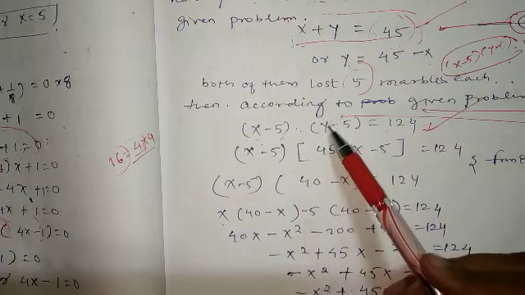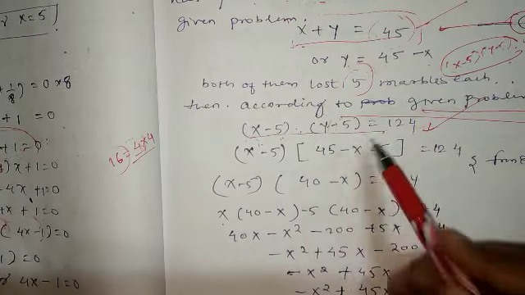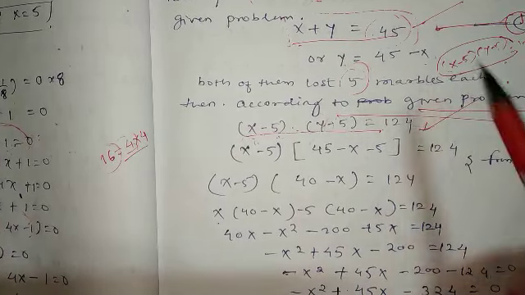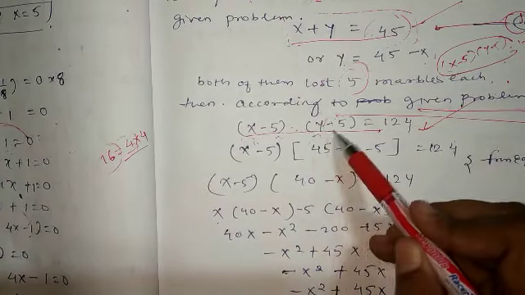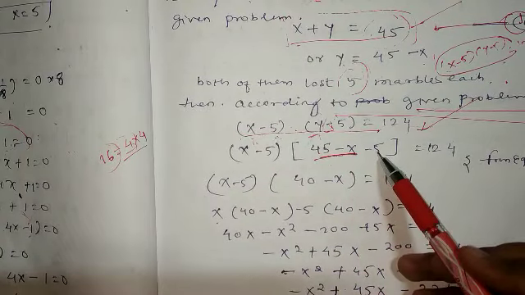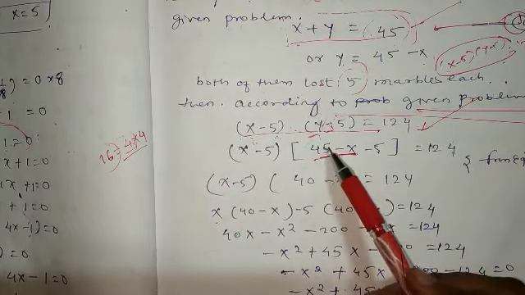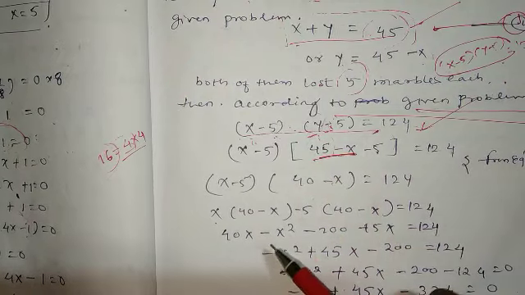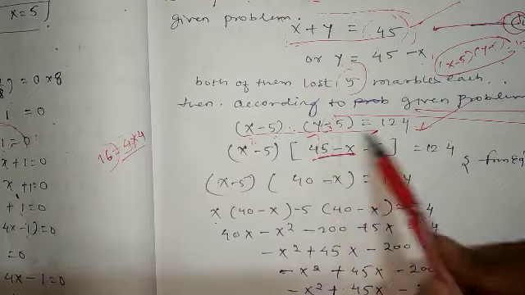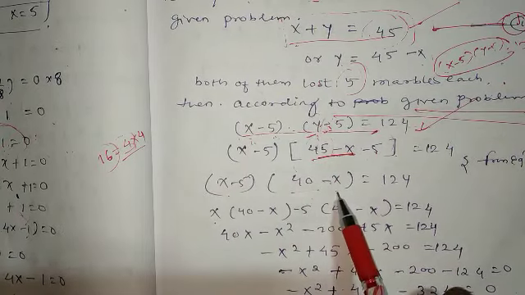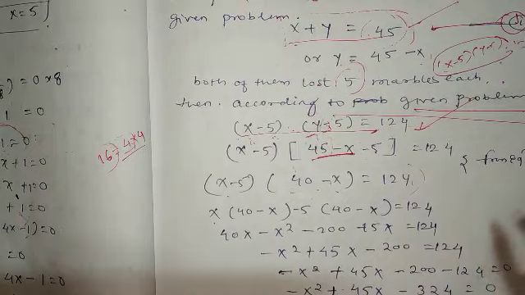Now we'll put the value of Y from equation number 1. So Y is equal to 45 minus X, and minus 5. After subtracting, 45 minus 5 is 40. So X minus 5 into 40 minus X is equal to 124.